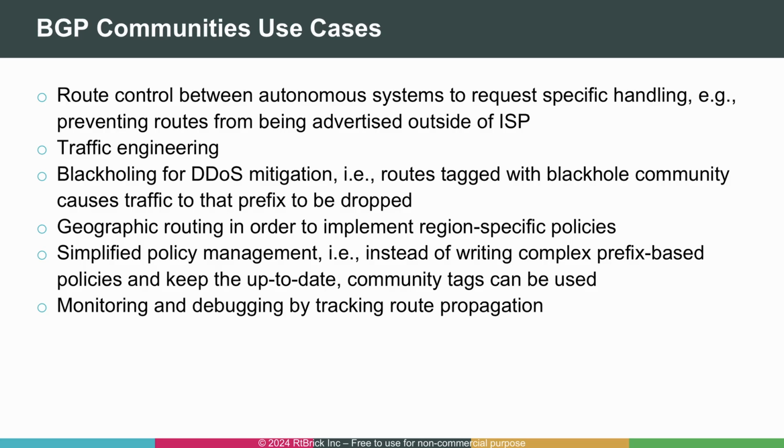BGP communities also make life easier for network operators. Instead of writing long, complex routing rules, you can just tag a route with a community and let the policy engine handle the rest. Finally, communities help with monitoring and troubleshooting. They make it easier to track how routes move through the network, and how they behave along the way. Without BGP communities, routing policies can get messy. Communities let you tag routes with meaning, making your policies cleaner, faster, and much easier to manage.